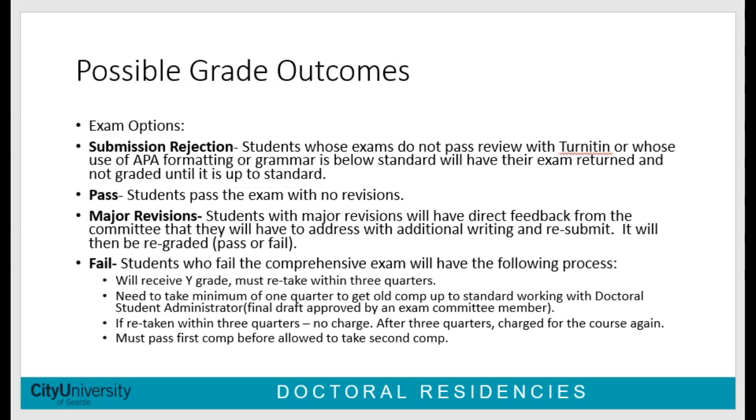You must pass the first comp before you're allowed to take the second comp. Basically, what that means is you must pass the first paper before the second paper is graded. So we need to know that you are on the right path.